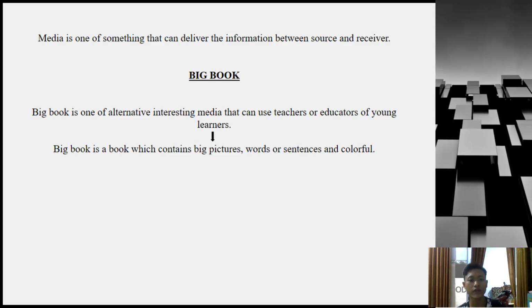Big book is one of the interesting media that can be used by teachers or educators of young learners. Because a big book is a book which contains big pictures, words or sentences, and colorful, so that students, especially young learners, do not easily get bored, and they will be attracted to focus more in the learning process.